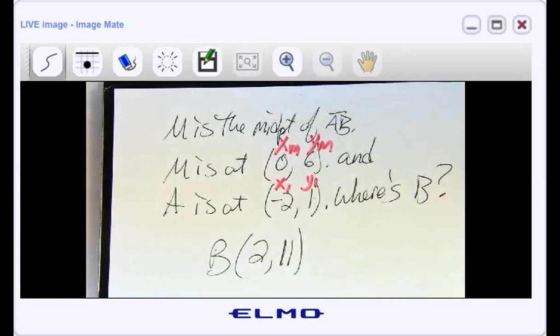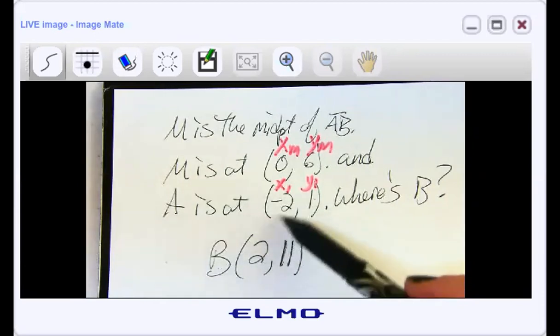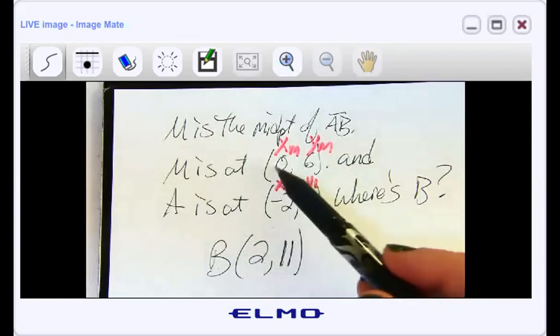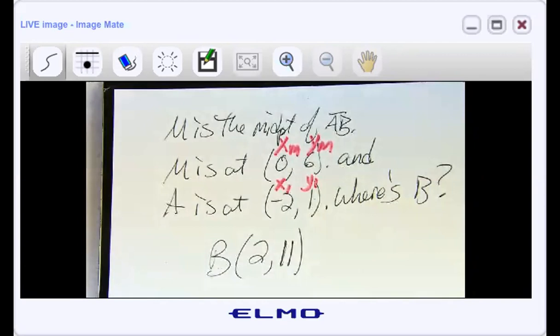By the way, you can always check your answer when you're done, because with A and B, you should be able to add these two together and divide by 2, add these two together and divide by 2, and it should spit this number right back out. So that's a nice, easy way to quadruple check that you're right. Add A and B together and divide by 2 and see if it really is the midpoint that's given.